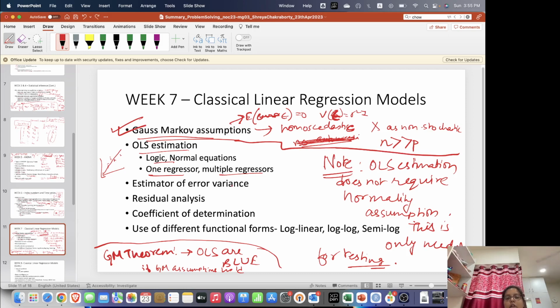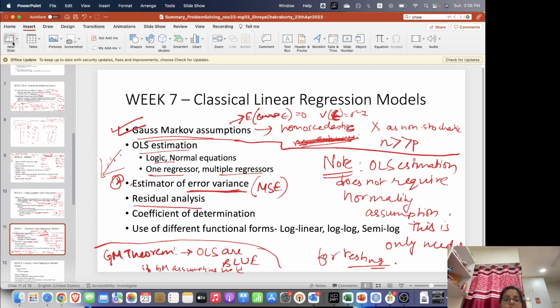All right. So then, how would we get an estimator of error variance? It would be the mean squared error. So if we get an ANOVA table, we get the sum of squares due to error divided by the degrees of freedom, and that would give us an estimate of the error variance. This is an important thing that we should keep in mind. And then we were talking about residual analysis, if you remember the previous day.